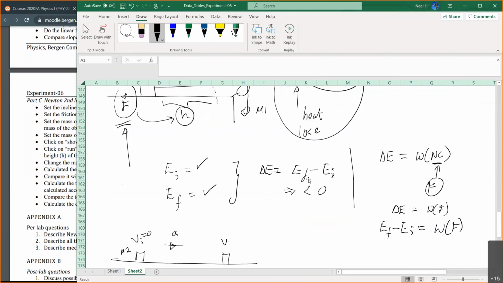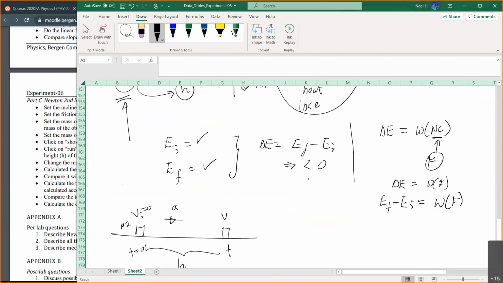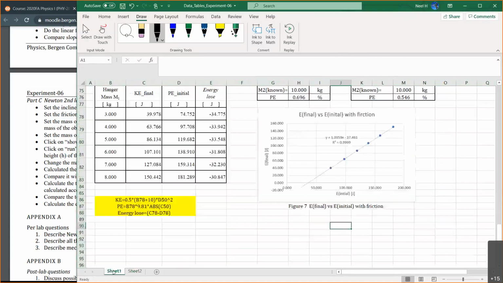So that's why you're not going to get a y equals mx type graph. So what's the graph we're producing? E final, which is now equal to E initial plus the W. If you go to the graph, these are the detailed information. You can learn a lot by doing this, okay? Only if you're interested, but even if you're not interested, you have to do some work to complete the lab, right?